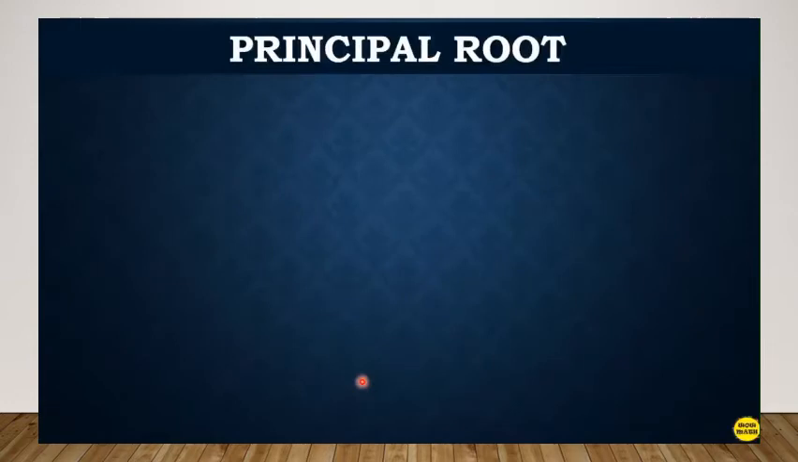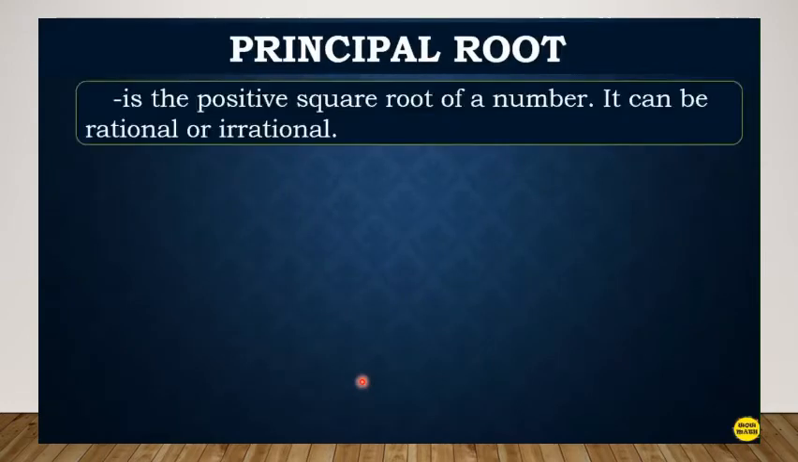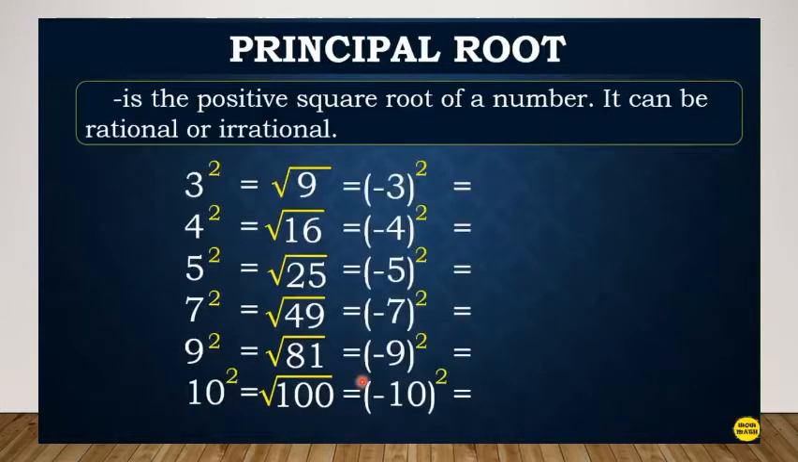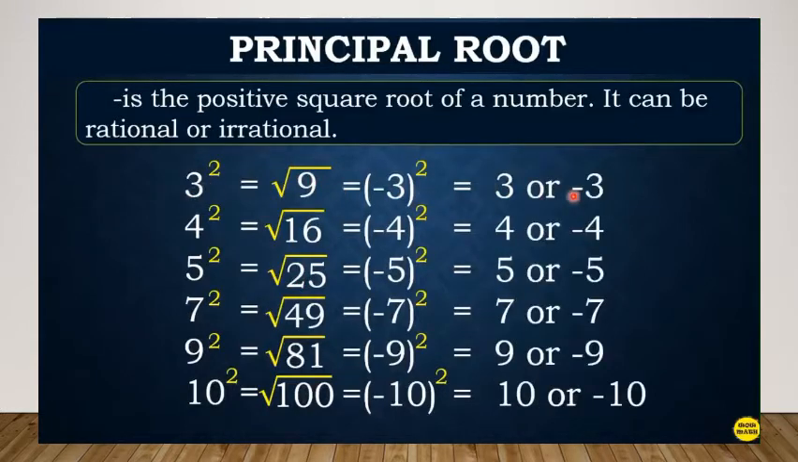Okay, so let's have principal root. So, what do we mean by principal root? This is the positive square root of a number. It can be rational or irrational. So, kanina nga, itong mga perfect square numbers na to, pag kinuha natin ang square root niya, we can have 3 squared or negative 3 squared, di ba? Kapag in-expand natin ito. So, kapag kinuha natin ang square root ng mga number na to, ang lalabas nga ay pwedeng positive 3 or negative 3. Ulitin ko, when we are getting the square root of these numbers, we can have positive 3 or negative 3. Tas ganun din po sa iba.